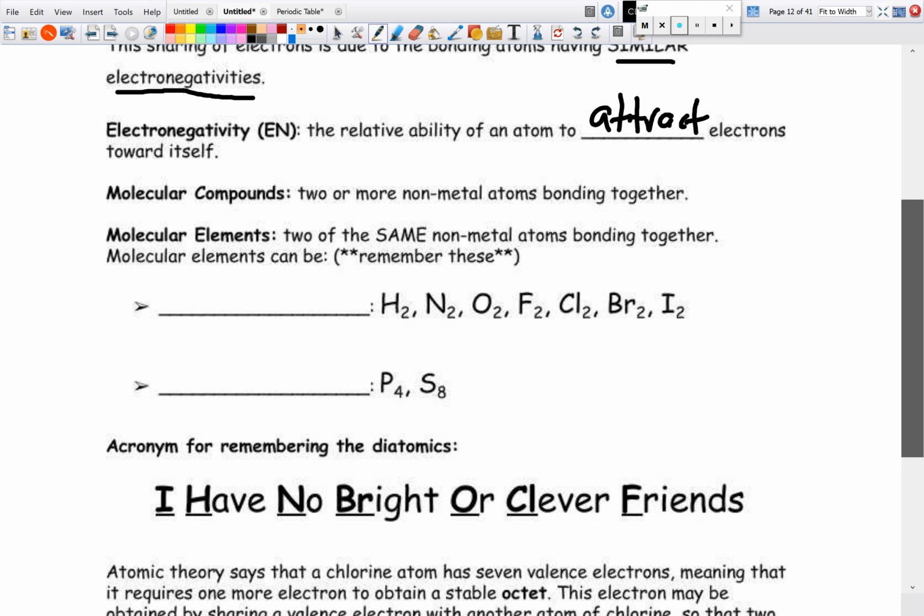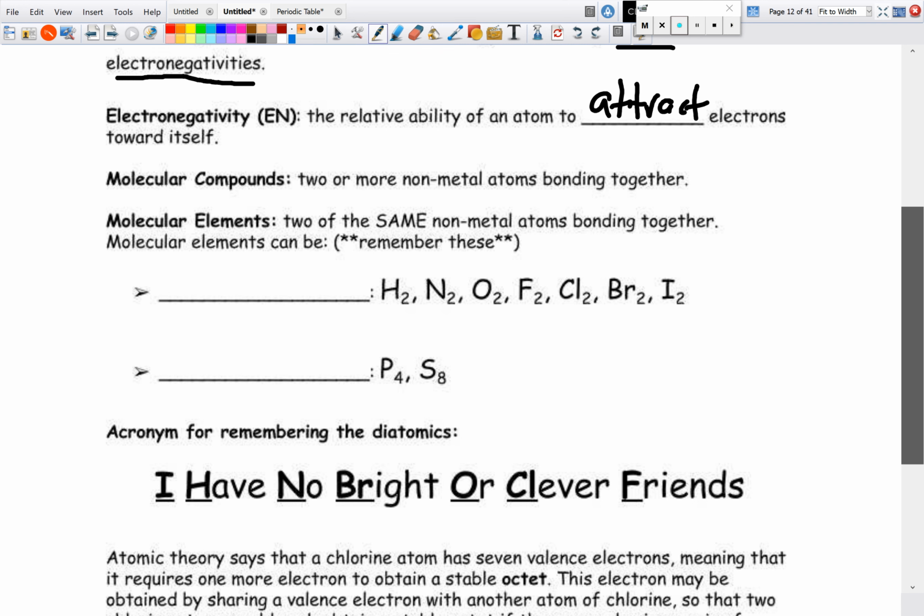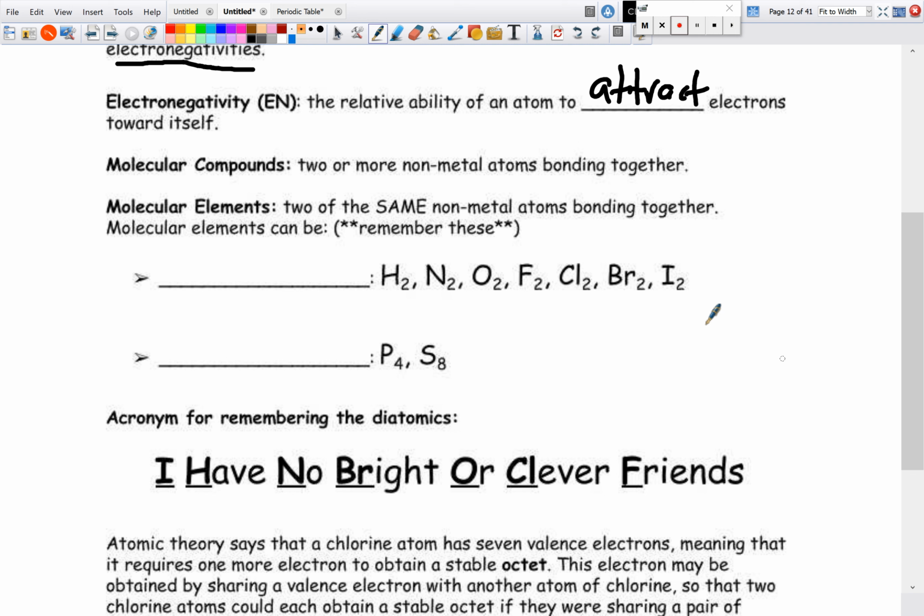Then of course we have our molecular compounds. The molecular compounds are two or more nonmetal atoms bonded together, whereas molecular elements are two of the same nonmetals bonded together. There are 7 of them in total, which we can remember with our acronym right here. But remember, if there are just 2 of them, these are called diatomic elements, and if there are more than 2, these are polyatomic elements.